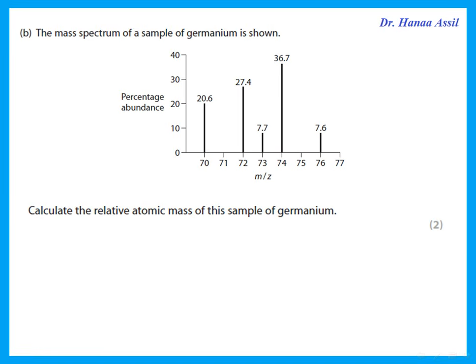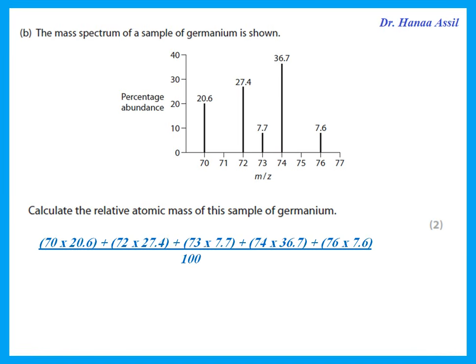The mass spectrum of germanium is shown. Calculate the relative atomic mass of this sample. How do we calculate relative atomic mass from the mass spectrum? You should remember, it is the mass times the percentage abundance, plus the mass times the abundance, plus the mass times the abundance, all of them over 100. So if you calculate this, this gives you an atomic mass of 72.7.